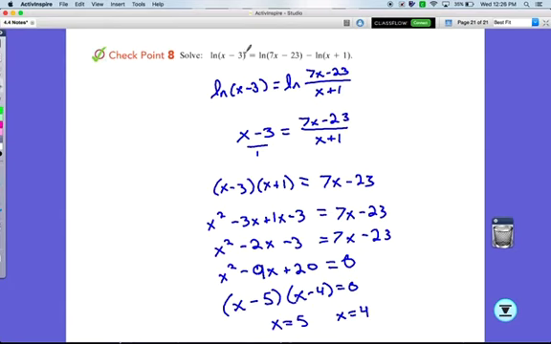5 minus 3 is 2. 7 times 5 is 35 minus 23. That's fine, that's positive. 5 plus 1 is positive. 4 minus 3 is 1. 4 times 7 is 28 minus 23, still positive. Yeah, both of those answers work.